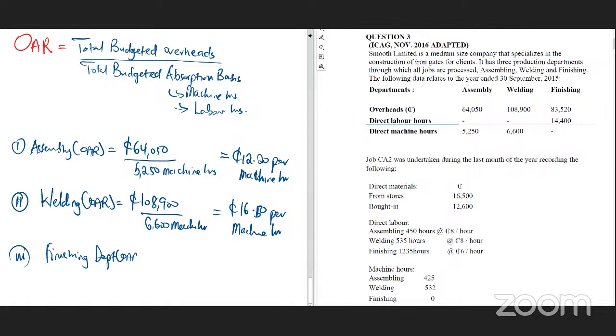I think the finishing department incurred the cost of 83,520, not so? Over total labor hours of 14,400, not so? This was labor hours. So I think it gave us 83,520 divided by 14,400, right? And that gave us 5 CDs, 80 pesos per labor hour, not so?